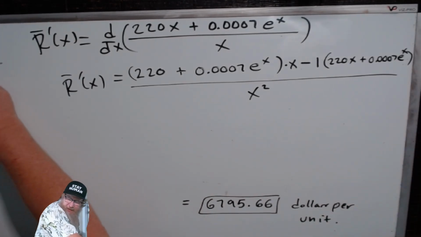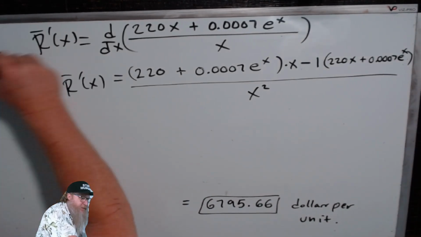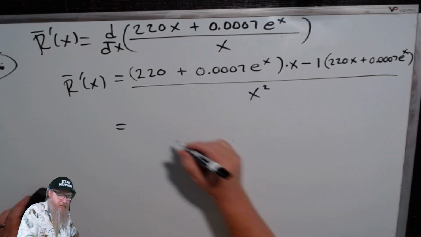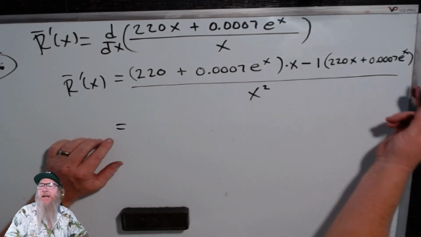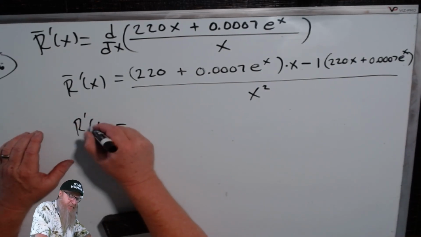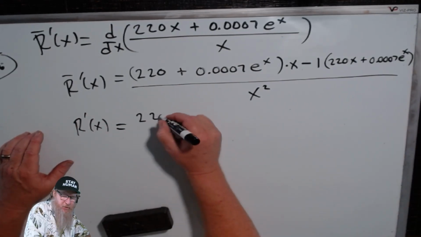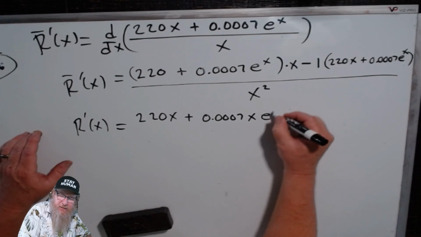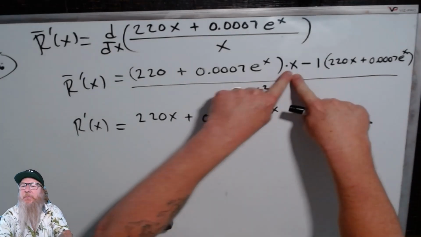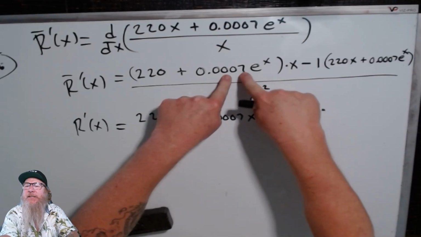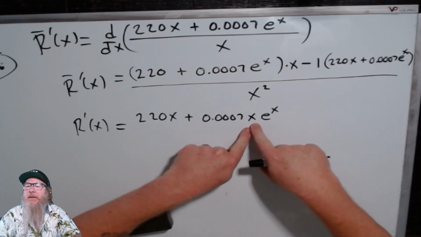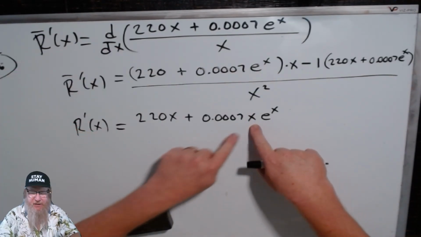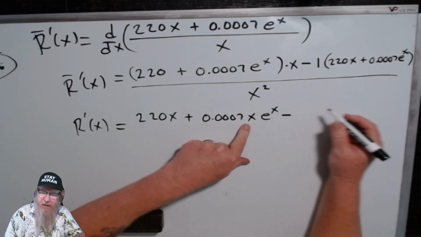Let me just save this. 6795.66. That's my average. All right. So what do we got? I could plug in the x now if I wanted, but I'm just going to try to make it a little easier on myself. So that's going to be 220x plus 0.0007x e^x. Normally when I multiply an x times an exponential, I squeeze it in the middle here. You don't have to do that. You could put it out in front or at the end as well. That's just a tradition that I've learned in my life, and I just follow that tradition.